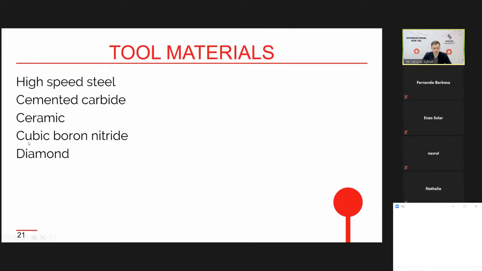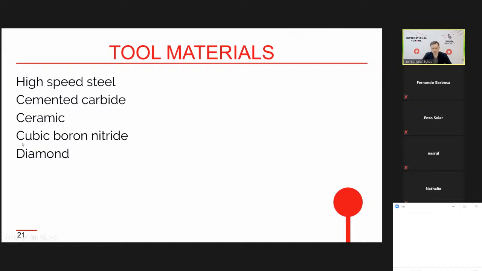Okay, these two materials are called super hard materials. They have the highest hardness known in the universe by man. They are diamond and cubic boron nitride. Diamond is a natural material, but in industry we usually use synthetic diamond. And cubic boron nitride is a synthetic material. So it was made in a laboratory approximately 65 years ago.